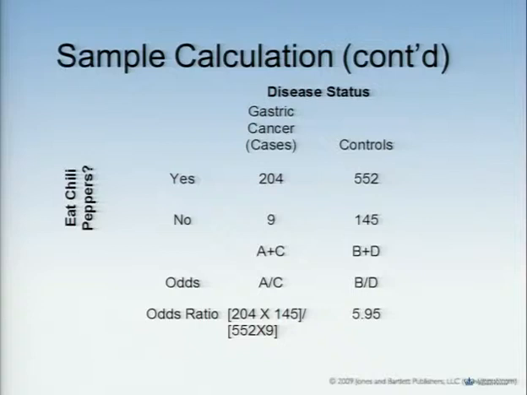So can someone tell me now how you would interpret this? What would be the words to describe this? Yeah, in the middle. Right, so if you are a gastric cancer case, you're almost 6 times more likely to have eaten chili peppers in the past than if you are not.